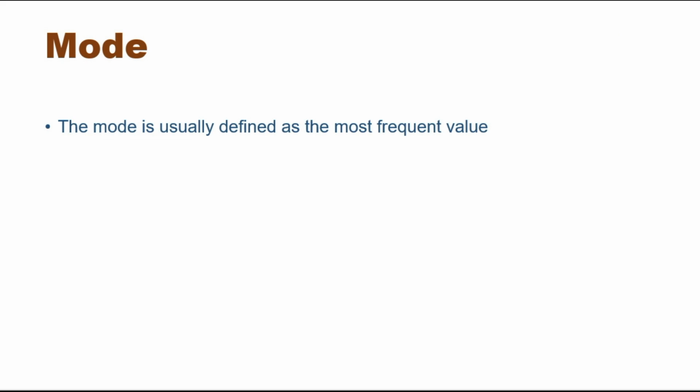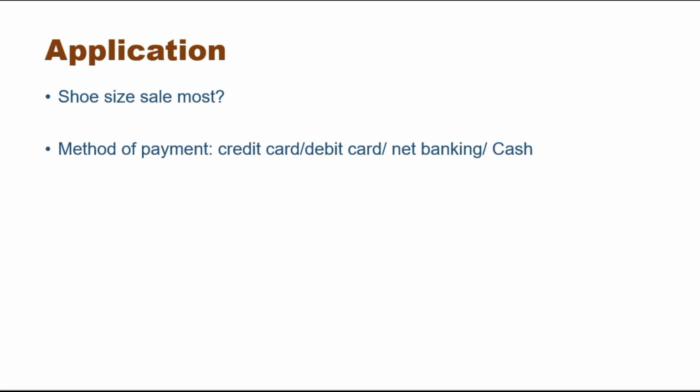Okay, so the next measure is mode. The mode is usually defined as the most frequent value. We can consider its application as if we have a question like which shoe size sells most, which method of payment is most preferred by the customers, or in environmental science we can say which state has most contaminated sites.